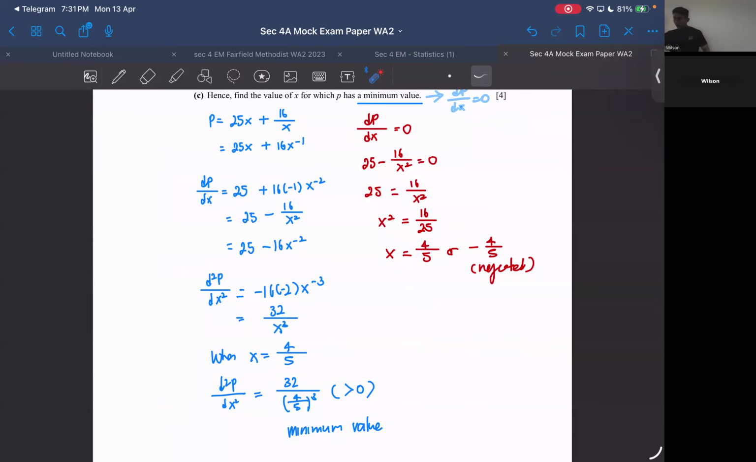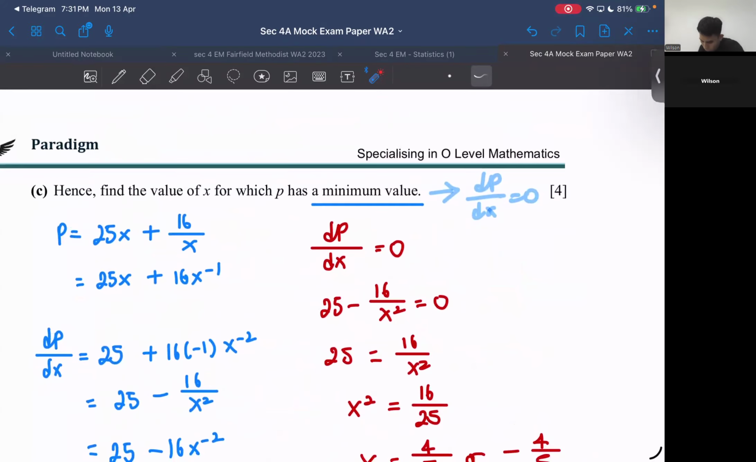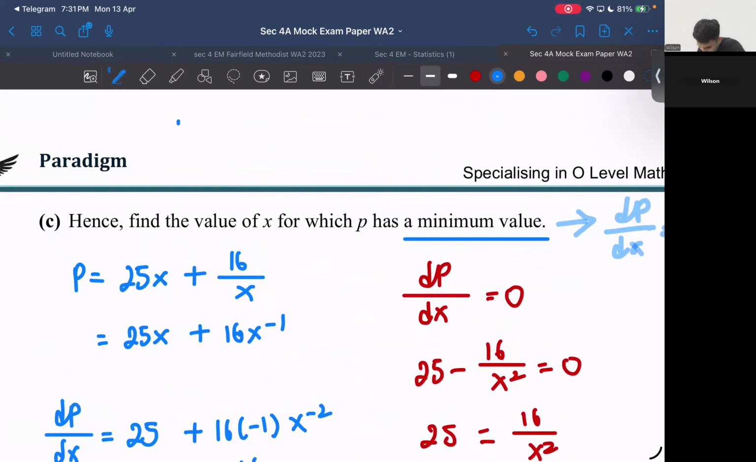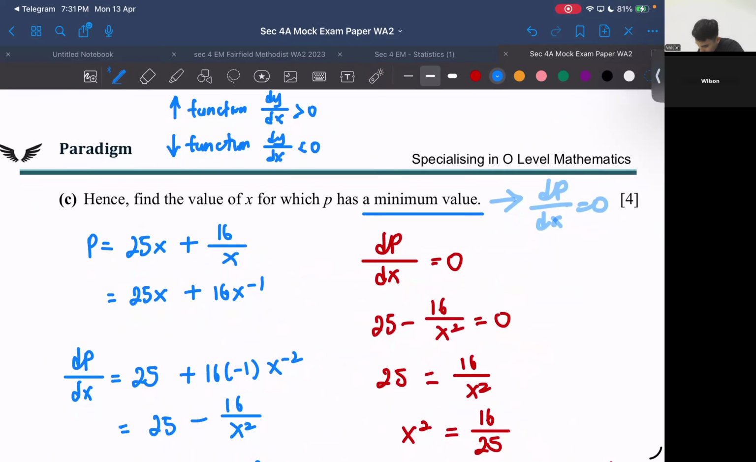Okay, now over here are 2 different things. Good that you clarify, and good that the other student clarified also. So, when they are talking about an increasing function, then dy over dx must be greater than 0. When they talk about a decreasing function, dy over dx is less than 0. If they talk about a minimum value, this is dy over dx equals 0. This is known as your stationary point over here.